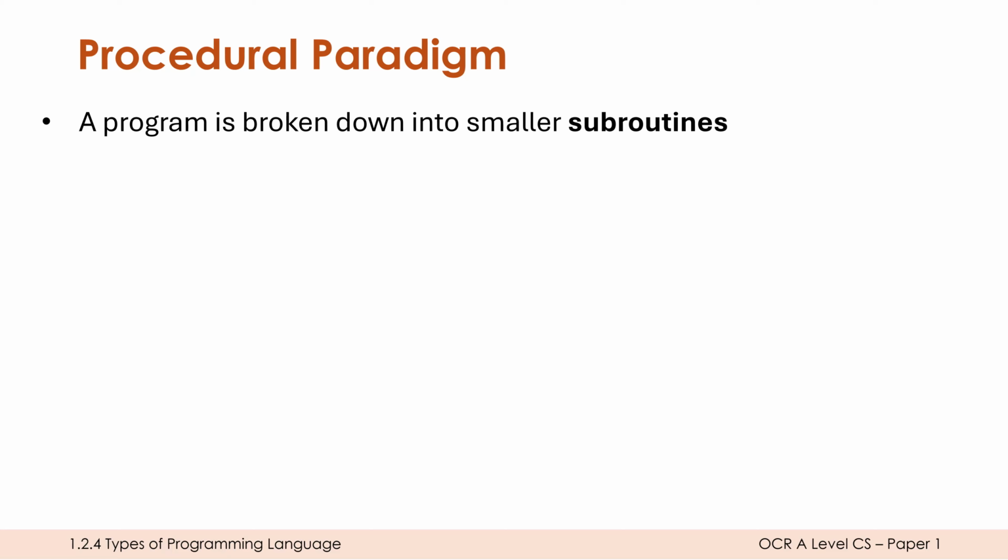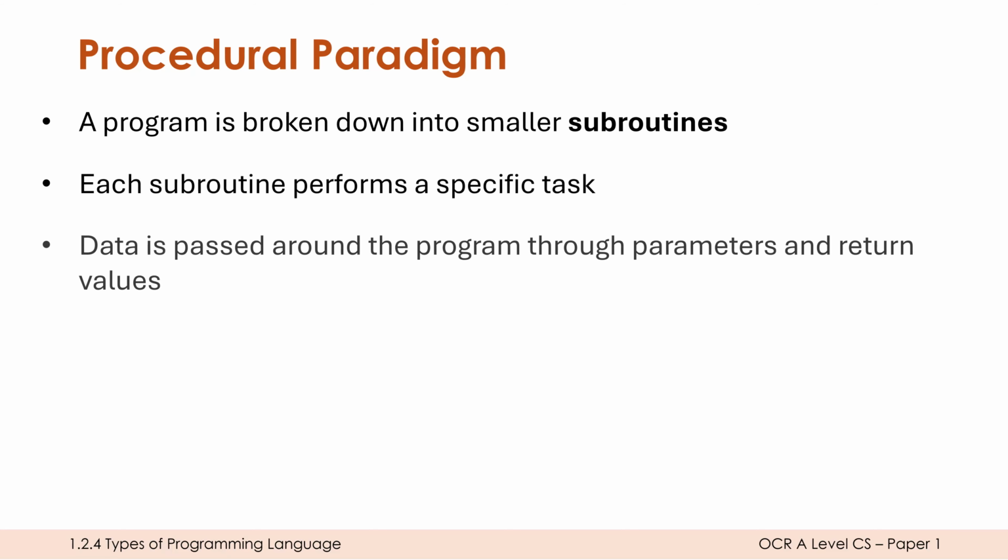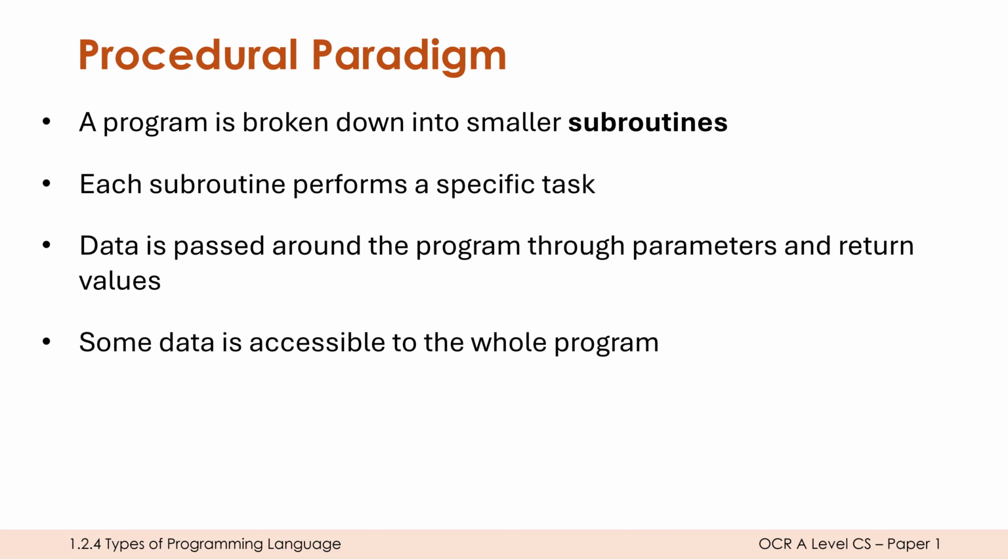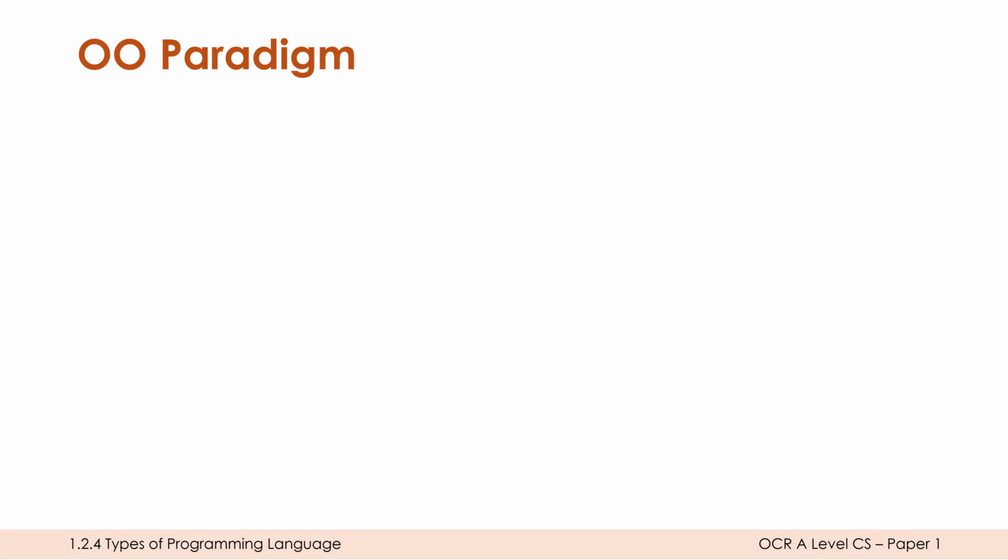So here we are using these subroutines. Each subroutine should perform a specific task, and data gets passed around this program, if we're doing things properly, through parameters and also return values. And if we're not doing things properly, we might make our data global and allow it to be accessible through the whole program. If you are allowed to do that in procedural, you can make some data available everywhere. For most of you who've been programming for years, this is kind of your default approach to programming, I would say. But we also have object-oriented.